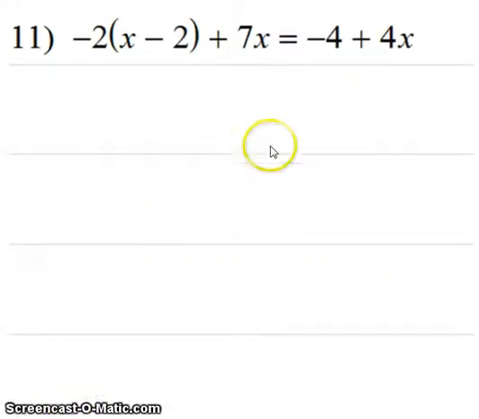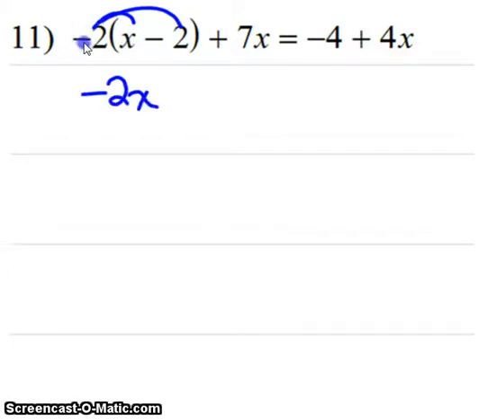Okay, our next example is a little bit more involved. Always start with distributing if it's in the problem. So we need to get rid of these parentheses. So I'm going to distribute the negative 2. Now you need to be careful here. Negative 2 times x is negative 2x.